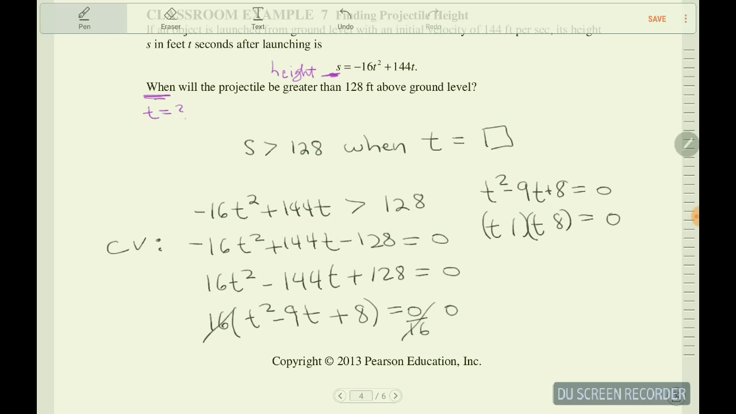And to get 8, I can do 1 times 8 with 2 negatives so that I'll get a positive product but a negative sum. So t equals 1 and t equals 8 will be my critical values to divide up my number line. So I have 1 here and 8 here to partition my number line.